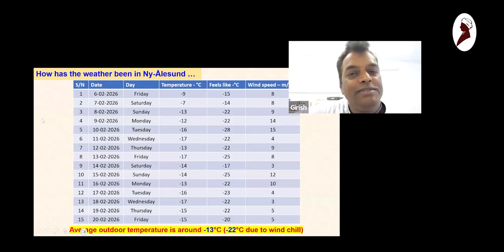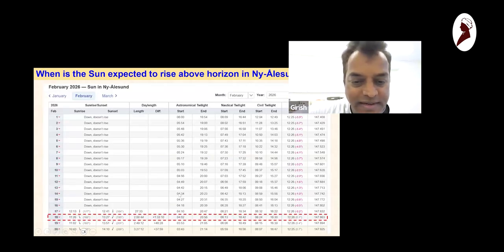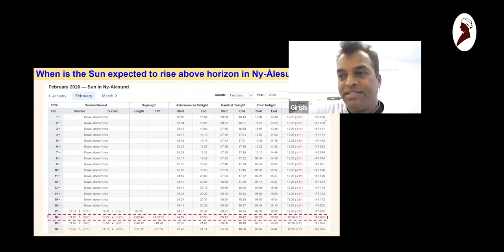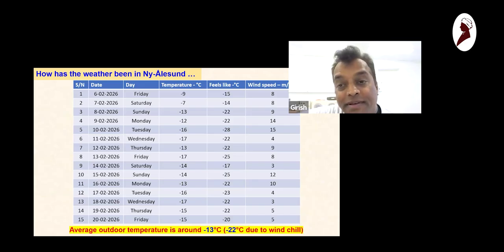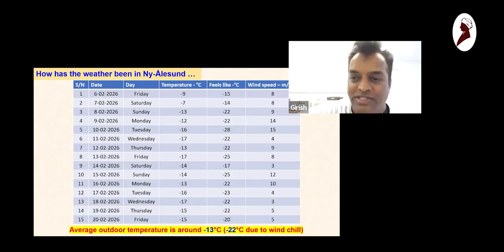So how has the weather been in Olsen from the time we came here? The average temperature has been around minus 13 degrees. And obviously you expect a lot of cold wind blowing, so typically every day it would feel like minus 22 degrees due to wind chill.